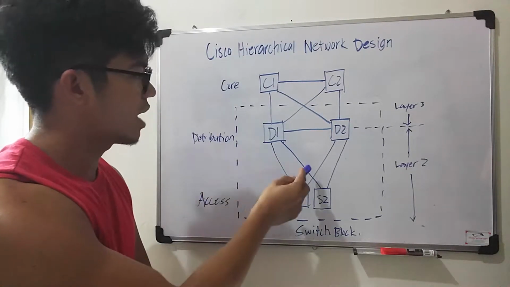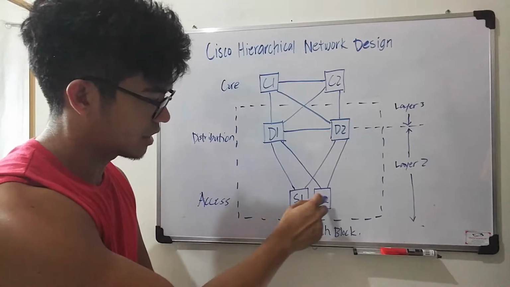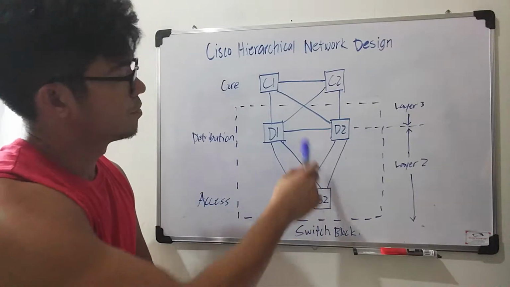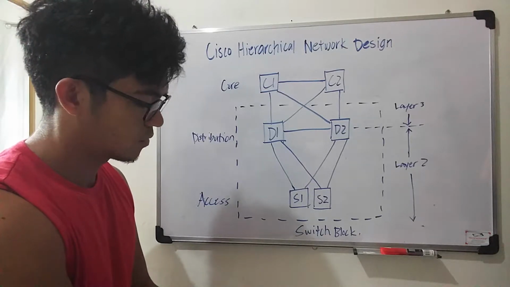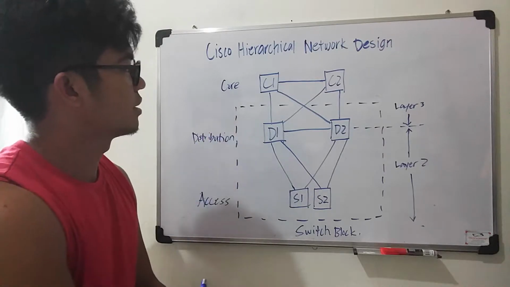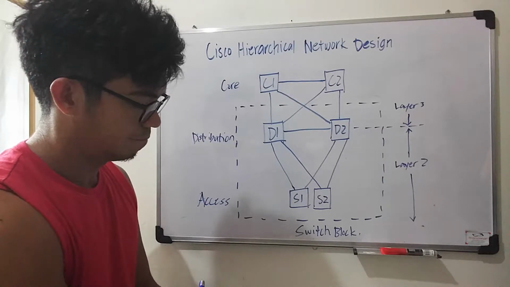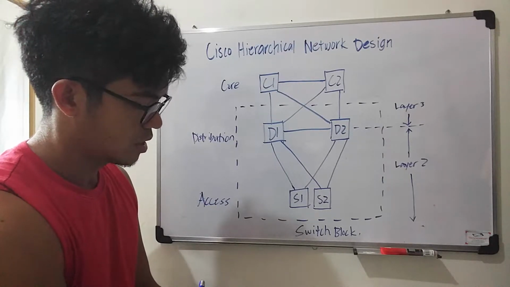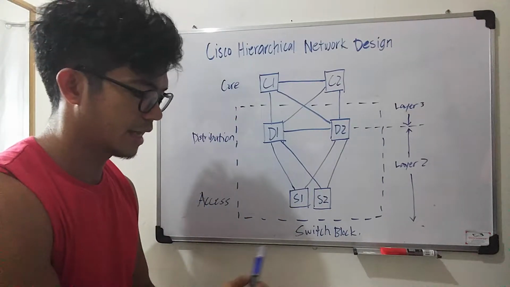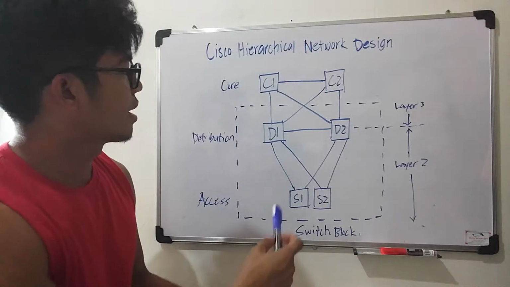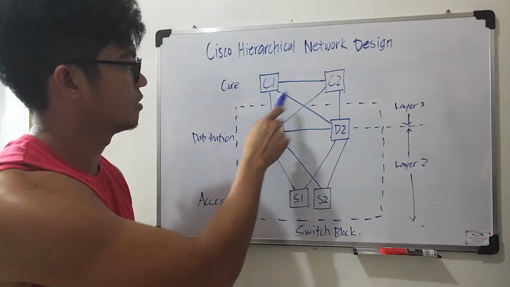In the distribution layer, we have the distribution switches, of course, and this is where the access layers are aggregated and routing is performed. And of course, the core layer, where the core layer switches are located. This is sometimes called the backbone layer, and this is where the distribution layer switches are aggregated.